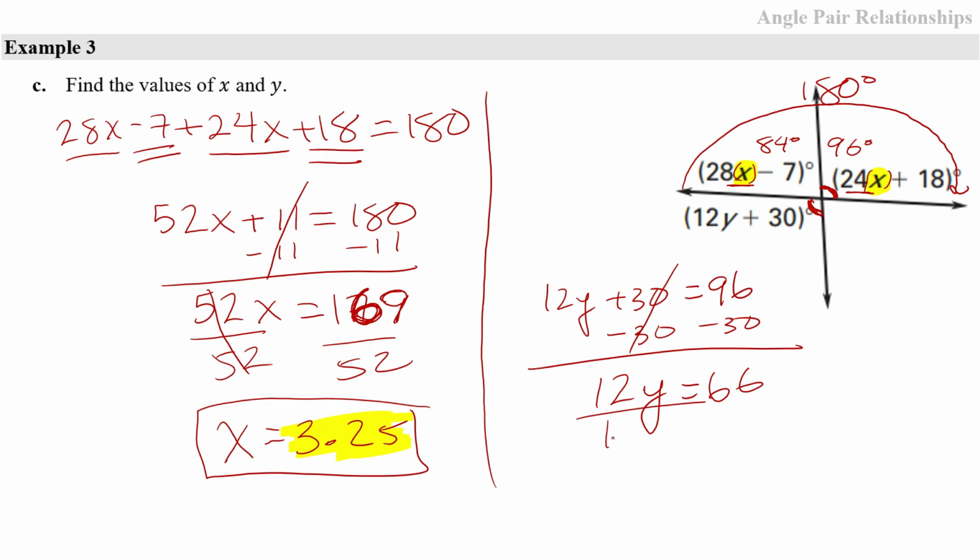And then we can divide both sides by 12. And when this cancels, I get y is equal to 5.5. And that's the value of y.